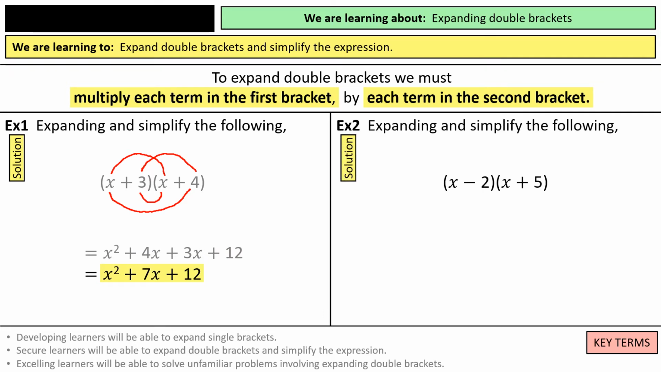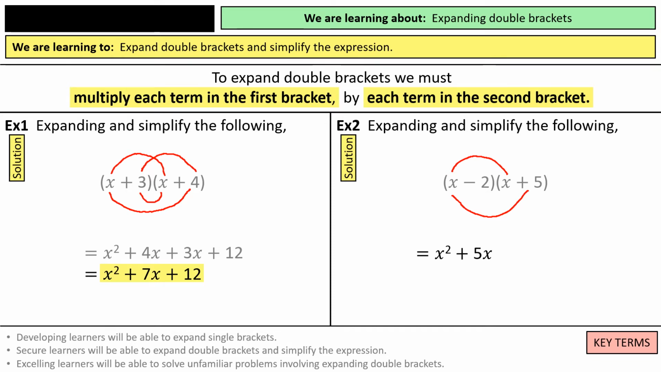A second example for you. Again, let's start with the first term here, multiplying the first term here. Again, x times x, which is x squared. Now our outers, x times 5, which is plus 5x.